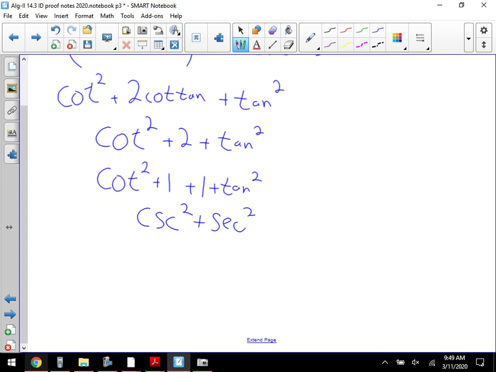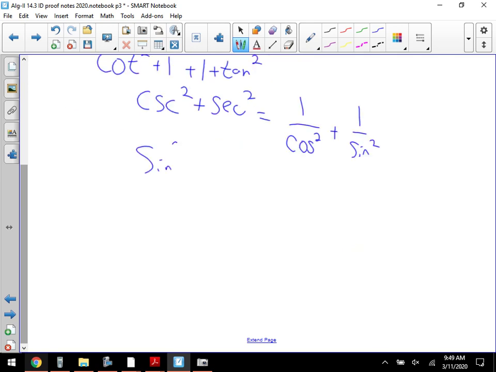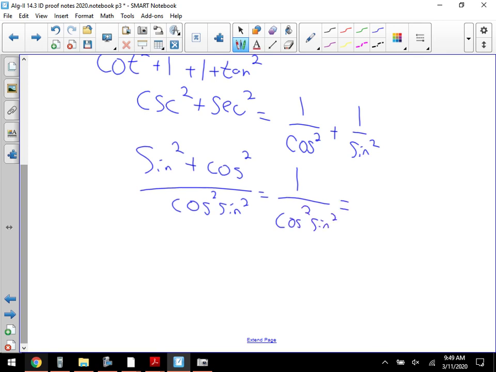And then how do you get the final answer? Common denominator. Rewrite 1 over cosine squared plus 1 over sine squared. So you get sine squared plus cosine squared over cosine. I have it backwards for the cosecant, I apologize, but that's how it would work itself through.